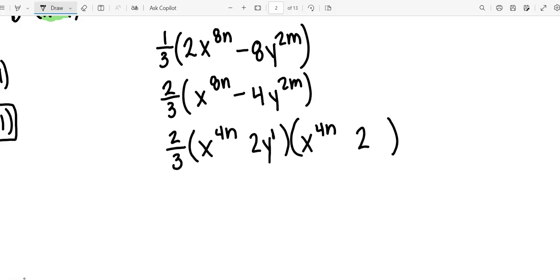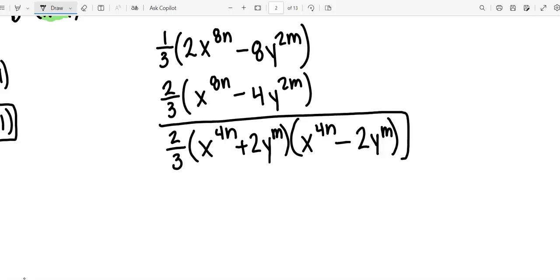Y to the m. Does x to the 4n and 2y to the m share anything? No. So plus, minus, and we're done. So what made this one different was the fraction we had to factor out first. You do number 23.